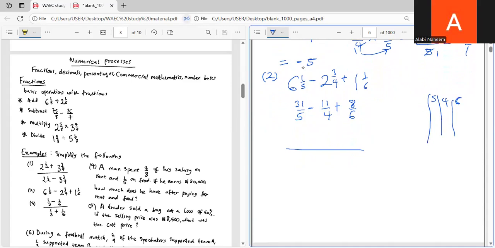So here we can divide by 2. We have 5, 2, 3. We can still use 2. We have 5, 1, 3. We can still use 3: 5, 1, 1. Then finally 5: 1, 1, 1. So when we multiply these numbers, 2 times 2 times 3 times 5.